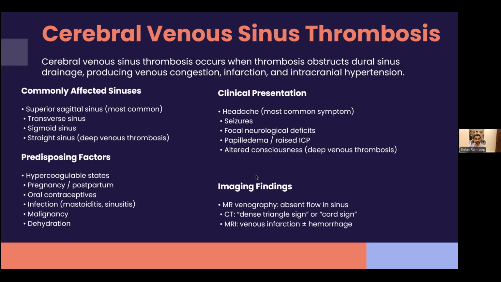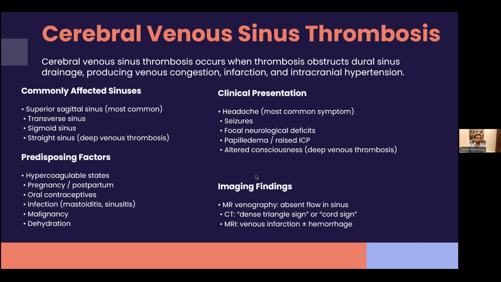Clinically, the most common presenting symptom in patients is headache, which is often progressive, associated with features of raised ICP. Patients may also present with seizures, focal neurological deficits, or papilledema. And in cases involving the deep venous system, patients may develop altered consciousness due to bilateral thalamic involvement.